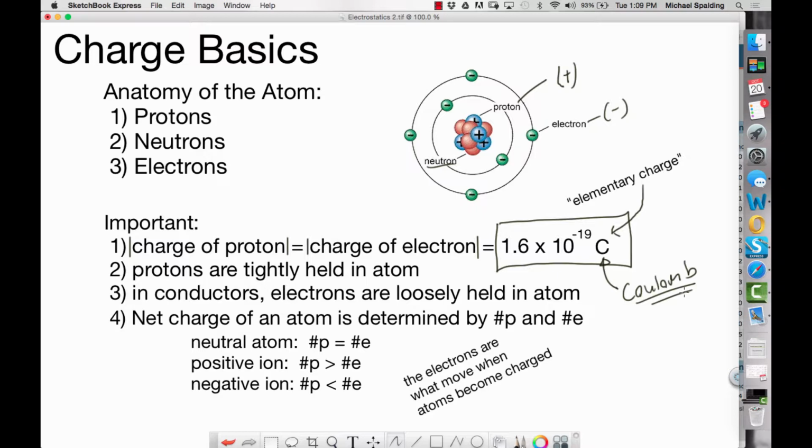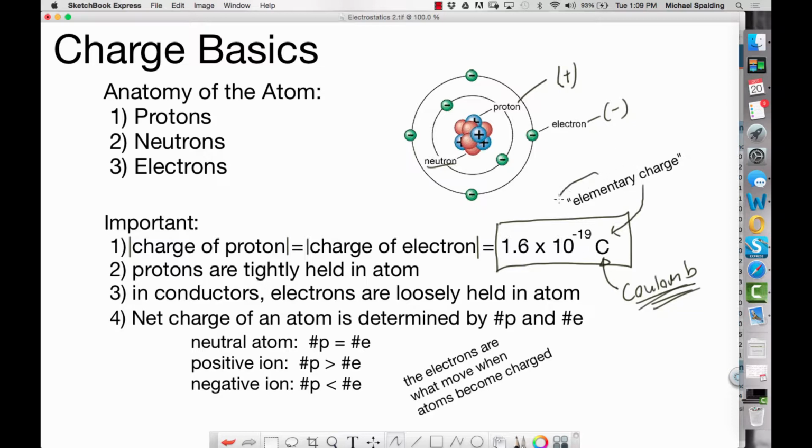What's the base unit for mass? What do we measure mass in? Kilograms. What do we measure length in? Meters. What do we measure time in? Seconds. What do we measure charge in? Coulombs. So we abbreviate that C. So the charge of a proton, charge of an electron is 1.6 times 10 to the negative 19 coulombs.